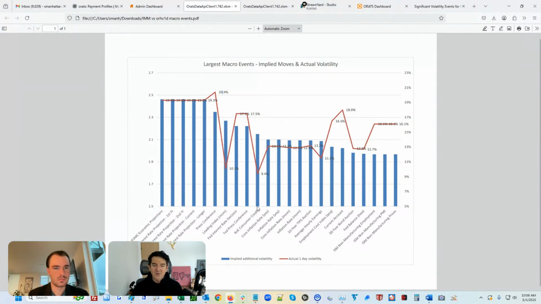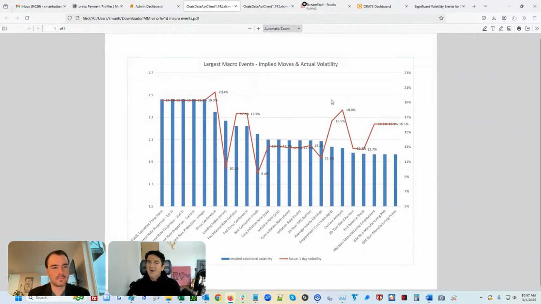Bank of England's consumer credit is another one that's implied highly, but doesn't really produce. And then on the flip side, this is the Fed press conference and interest rate decisions, so those move a lot. But here's one, the current account deficit that's announced. That moves a lot more than is implied, as do non-farm or non-manufacturing PMIs. They do quite a bit.